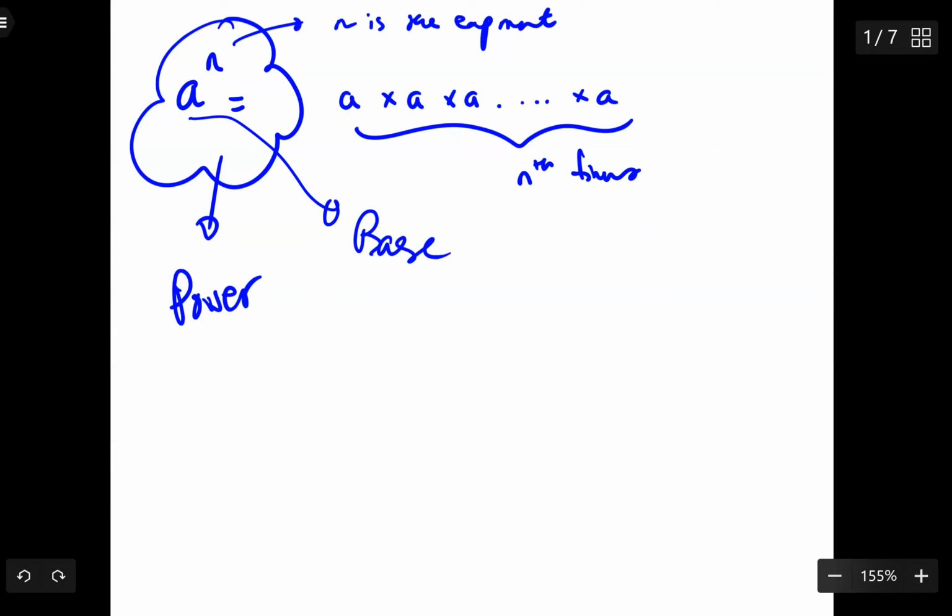In teaching this lesson, I may use power or I may use exponent. If you hear the word power, it's the same thing as the exponent, because power is a general terminology to tell you that it consists of a base and the exponent. Alright, so let's get back to our lesson.